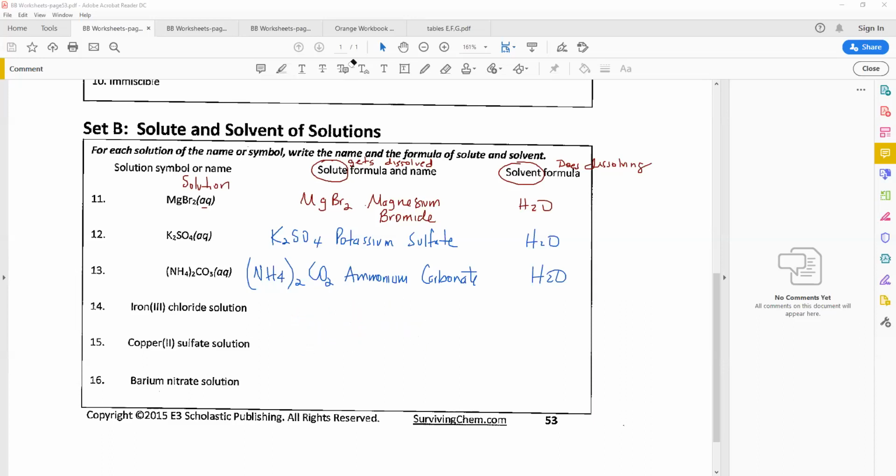So the solution is going to be over here, FeCl3. Let me just use a different marker color. So it's going to be FeCl3, and my solvent, it's still going to be water.